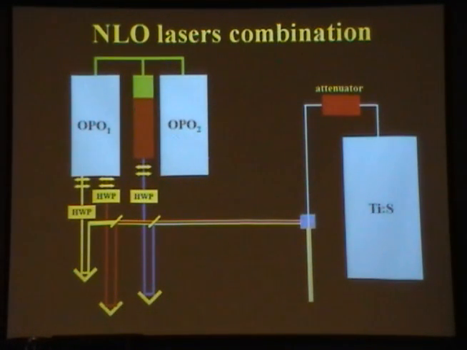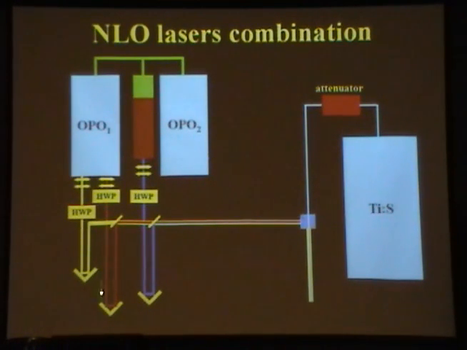And so in my case, I have neodymium vanadate that is doubled. So I pump this with 532. And with 532, I can generate one with the higher energy, it's called signal, and the other one is called idler. So they come at the same time, they are synchronized in time.